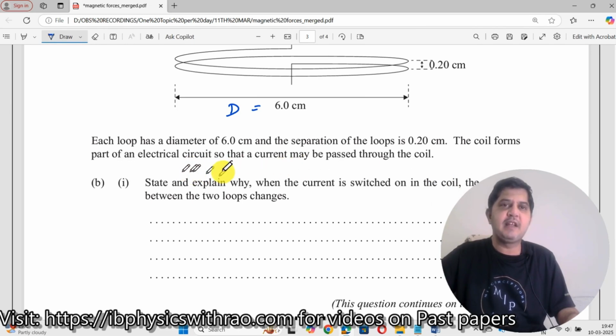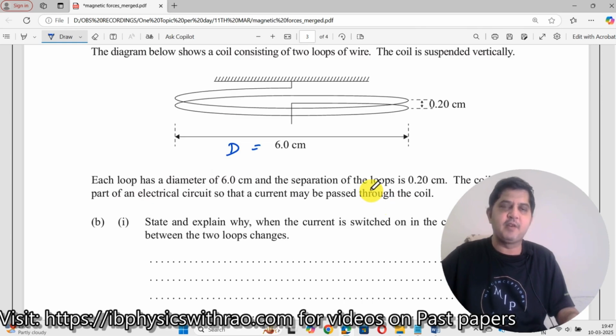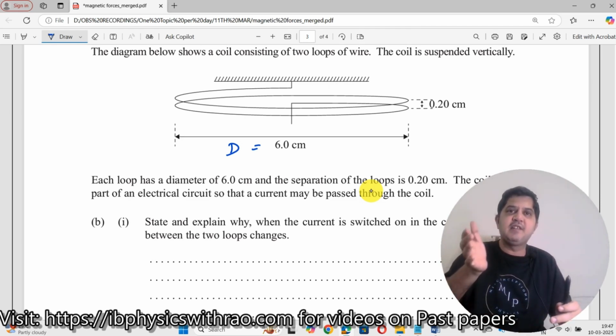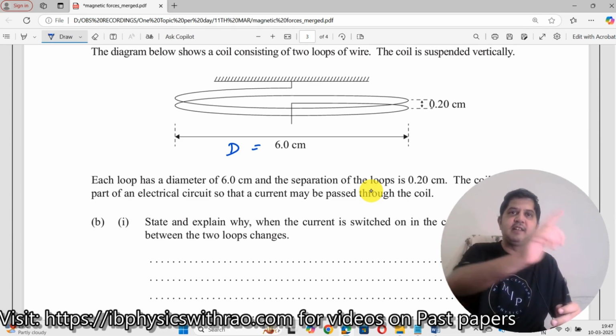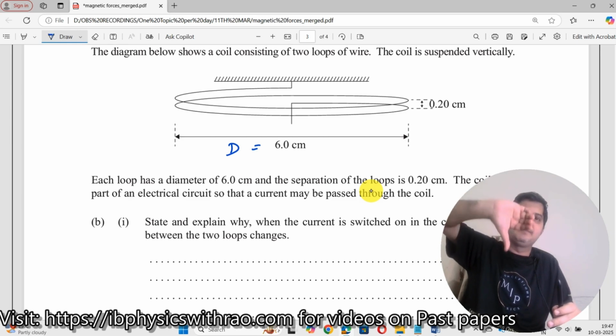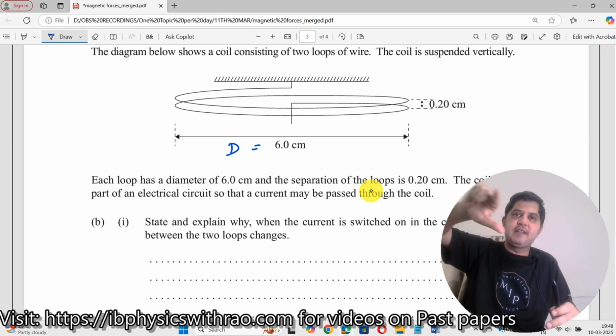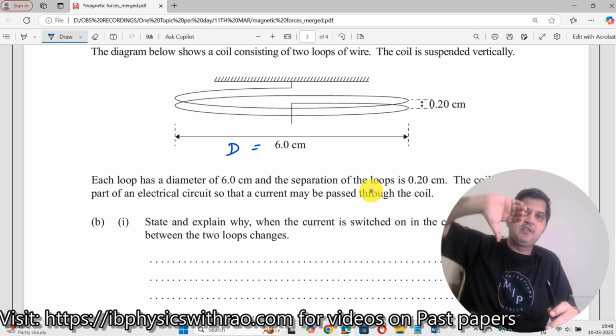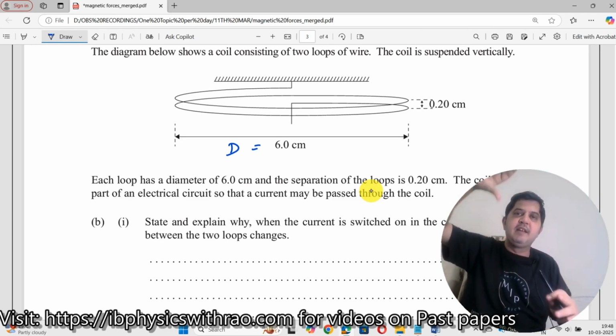The coil forms part of an electrical circuit, so a current may be passed through the coil. When an electric current passes like this, what will happen? The current will go round and round and then goes away. When the current is going like this, what is the magnetic field? It comes up like this and turns upwards, going spirally upwards. So the magnetic field, which my thumb represents, is downwards.